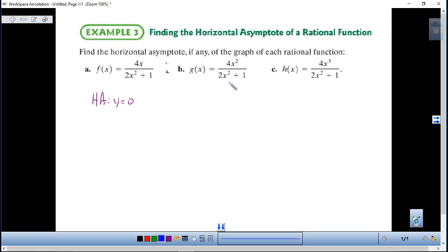All right, number 2, we've got a degree 2 on top and a degree 2 on the bottom. This is that second rule that says if the degree on top and the degree on bottom are equal, we're going to take the leading coefficients and make a fraction out of them. So the horizontal asymptote in this case is going to be y equals 4 over 2, which reduces to just plain old 2.